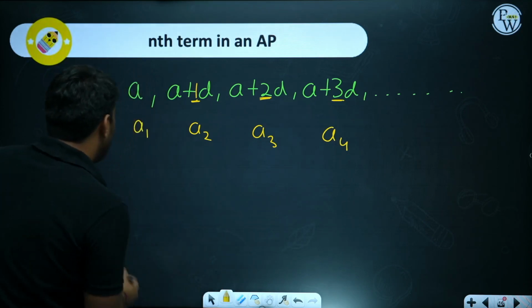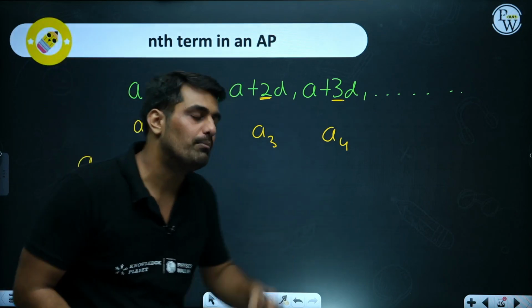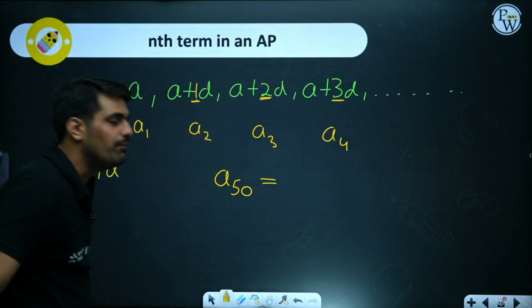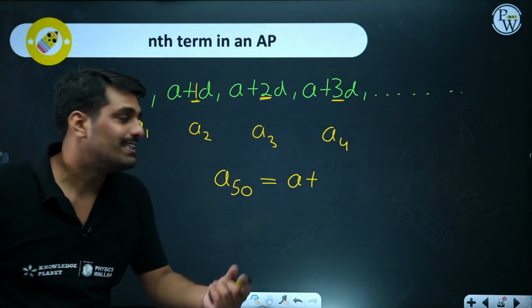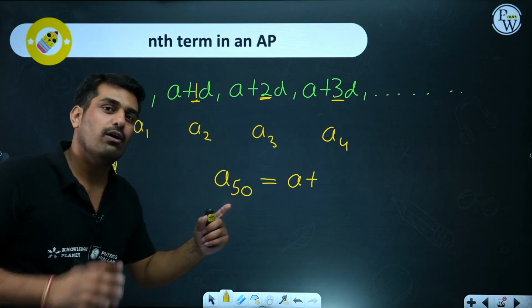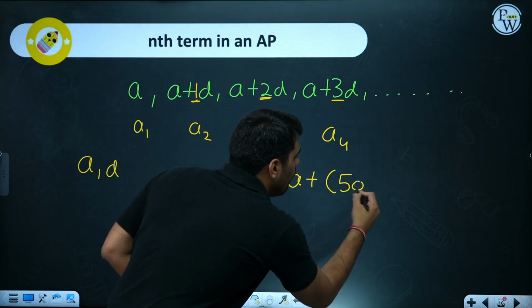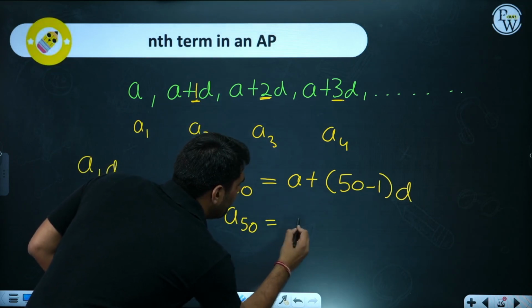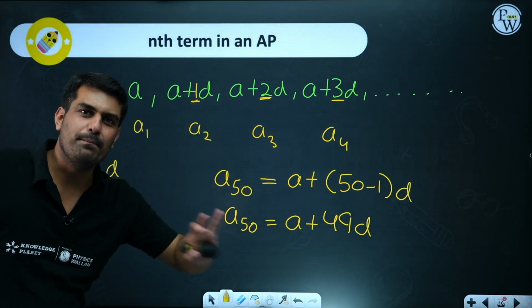How? I know that A is there and D is there. So using A and D, I can write any general term. Let's say I have to write A50. A50 will be the first term plus how many D's? Over here for A4, 3; for A3, 2; for A2, 1. So for 50, it is 1 less: 50 minus 1 D. That is, A50 will be A plus 49D. Simple, very simple.